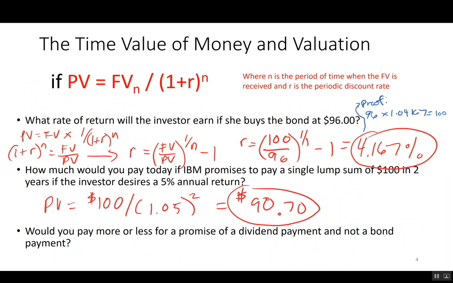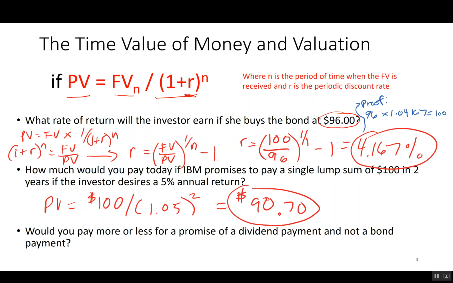So let's go back to our formula. The present value is equal to the future value over 1 plus R to the n, where n is the number of periods of time in which you get the lump sum, the future value is what is received, and R is the periodic interest rate. What rate of return will the investor earn if she buys that IBM bond for $96?